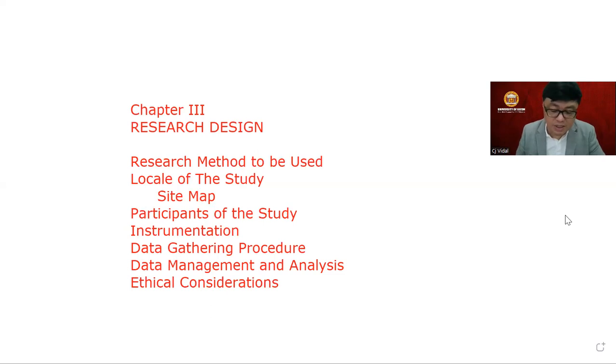Number two, credibility. Credibility is inherently tied to the trustworthiness of the research findings. You do this by employing strategies such as prolonged engagement. What do we mean by prolonged engagement?